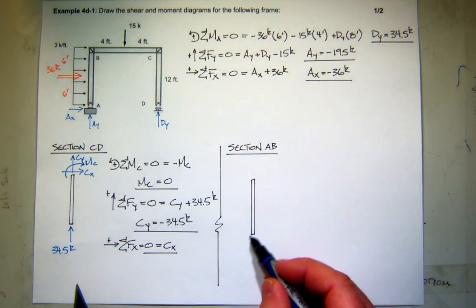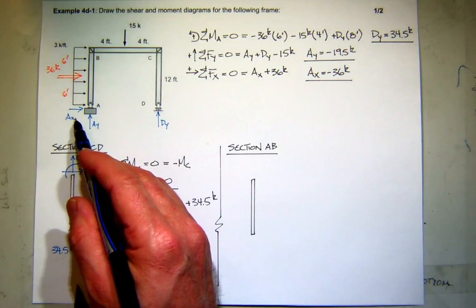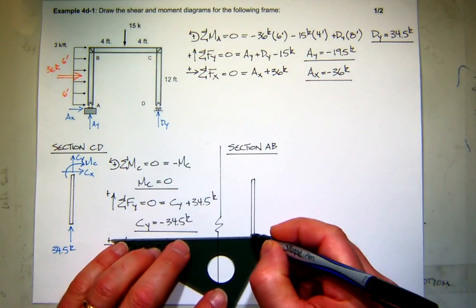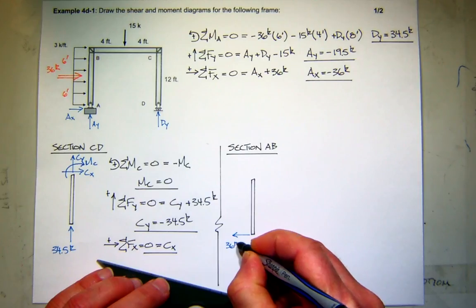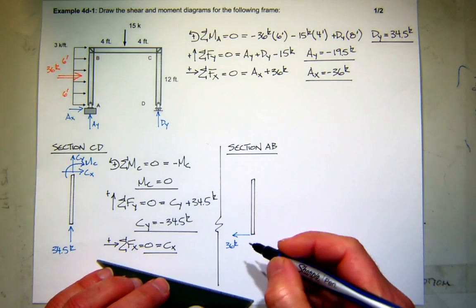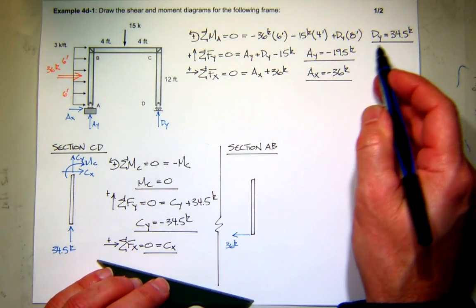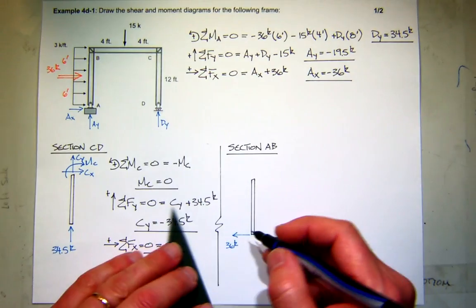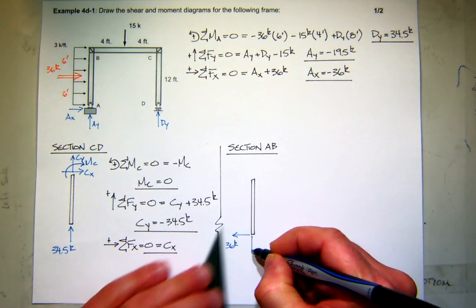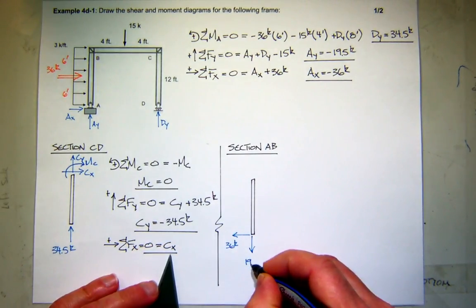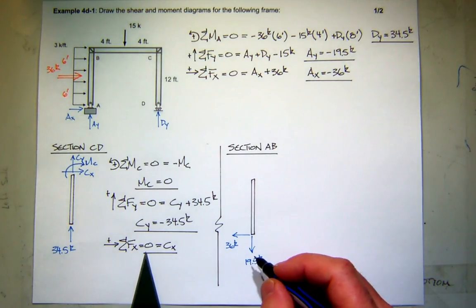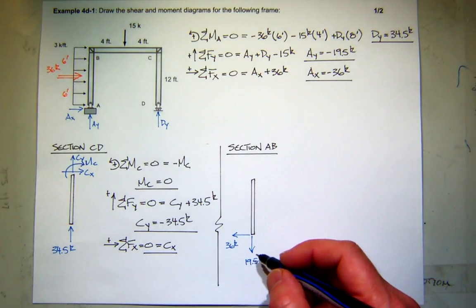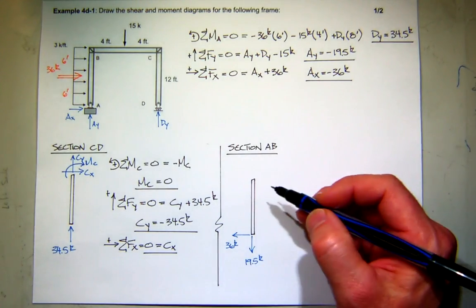Now at A, I know Ax, what is it? It was opposite that, so it's actually in this direction, 36 kips. Ay we solved for of negative 19.5, so that's actually down. Did I get those in the right direction? Looks good. So now I'm going to come to B and I'm going to make my choices.